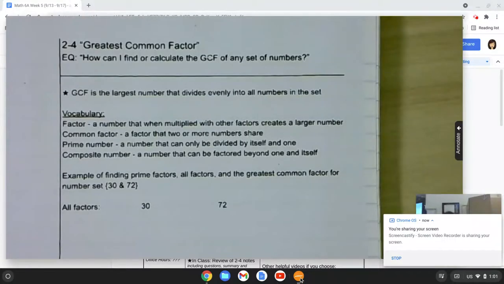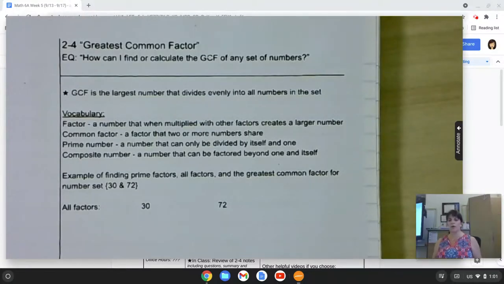Afternoon, everybody. So as you can see, I'm working on your weekly agenda, and I needed to get your notes together for greatest common factor.